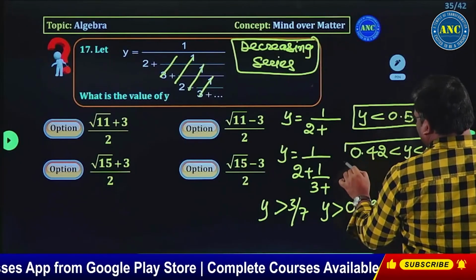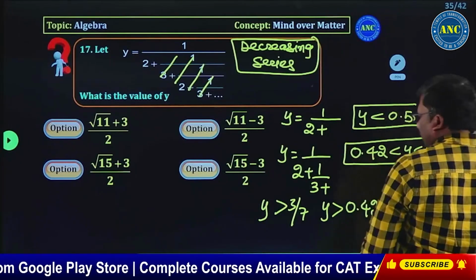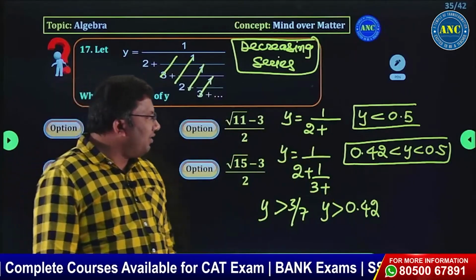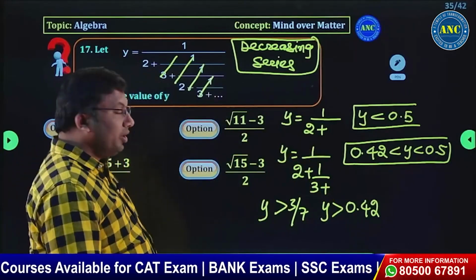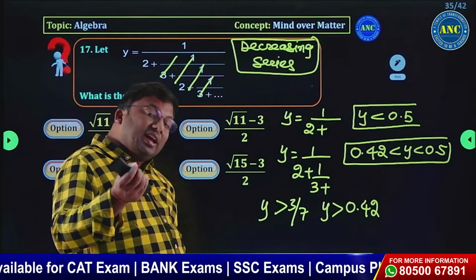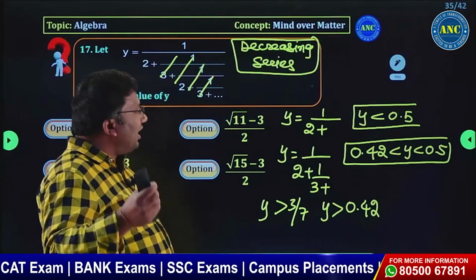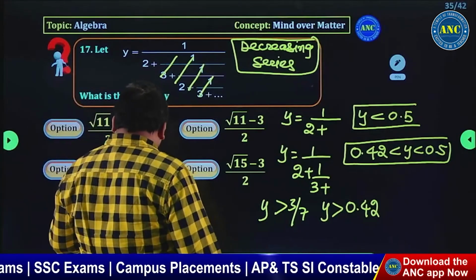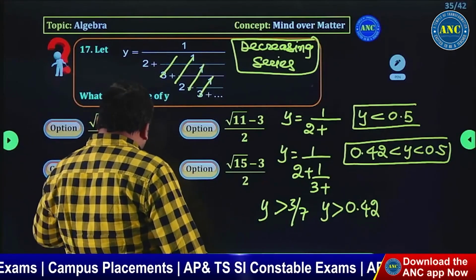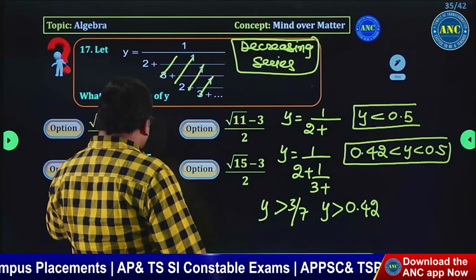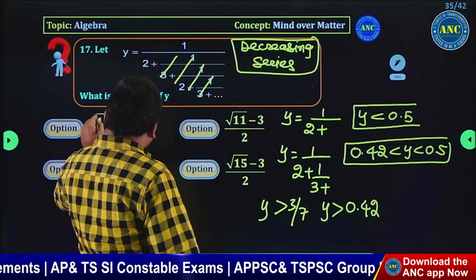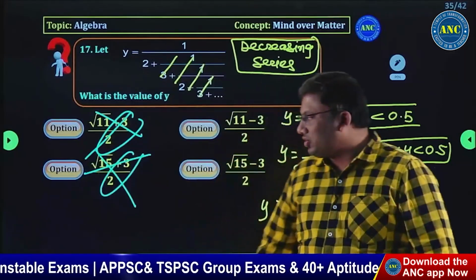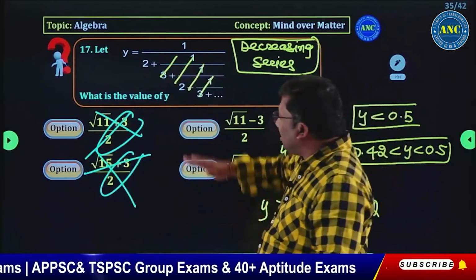Y will lie from 0.42 to 0.5. Any option which is less than 0.42 or greater than 0.5 will be eliminated. Now, just by observation, 3 by 2 is 1.5. 1.5 plus positive. The answer is among these two, right. I hope it is clear.